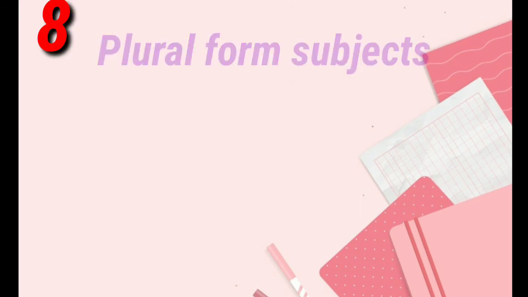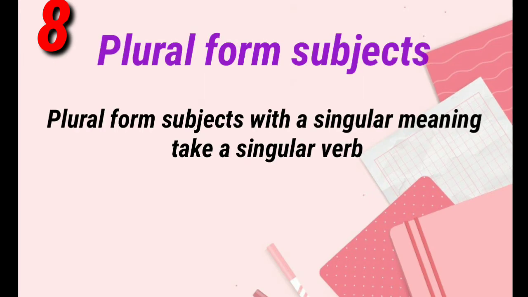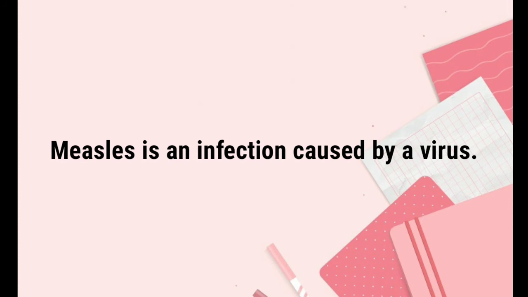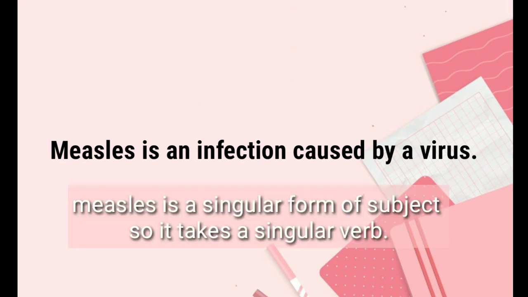Now we're down to the eighth rule of subject-verb agreement, which is about plural form subjects. Plural form subjects with a singular meaning take a singular verb. For example, measles is an infection caused by a virus. Measles is a singular form of subject, so it takes a singular verb.